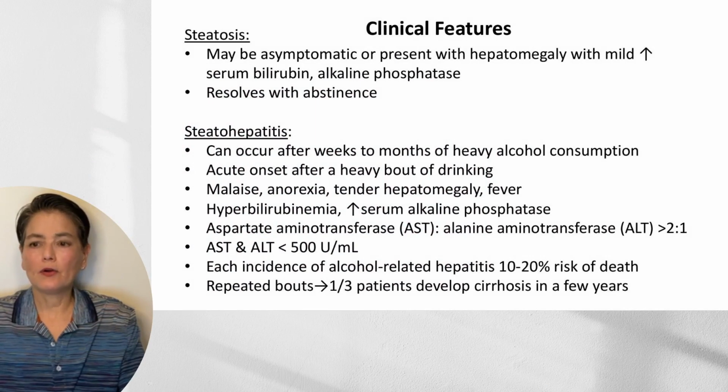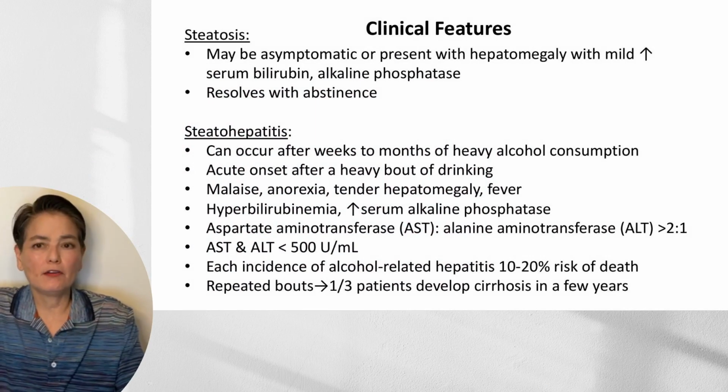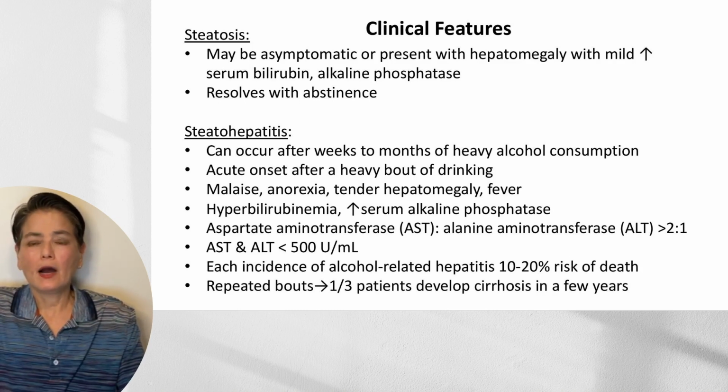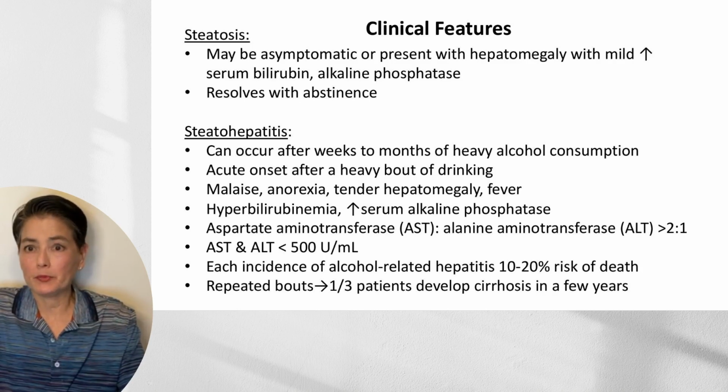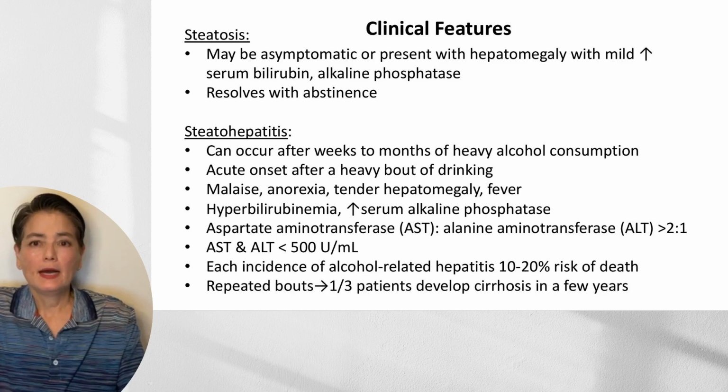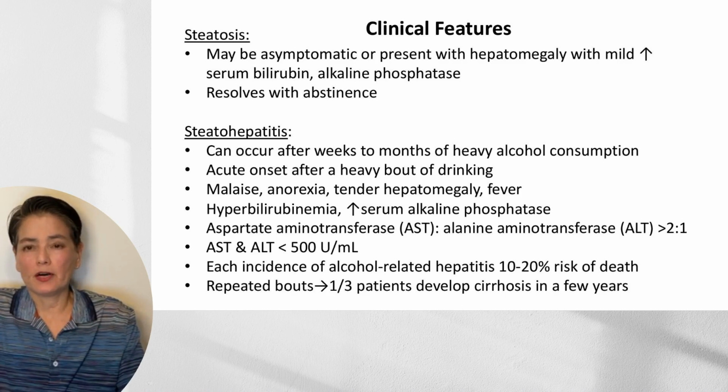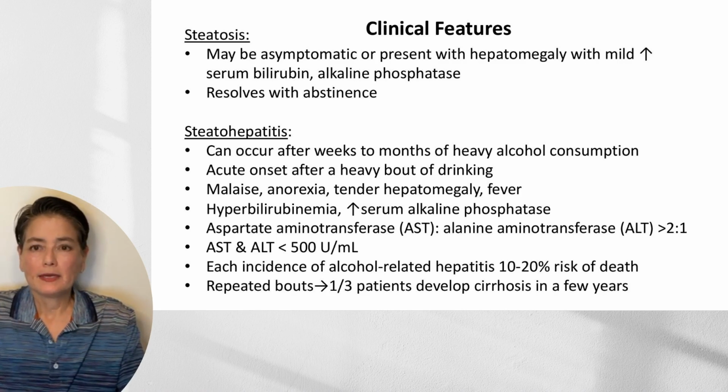So I'd like to now go through the clinical features of these different findings and these different stages of alcohol-related liver disease. So with steatosis, the patient may be completely asymptomatic or they may be discovered on screening laboratory tests that are found to have a mild elevation of serum bilirubin and alkaline phosphatase. They may also have hepatomegaly that you may identify on physical exam. And this condition will resolve quite easily with abstinence.